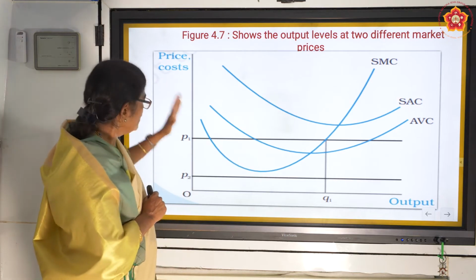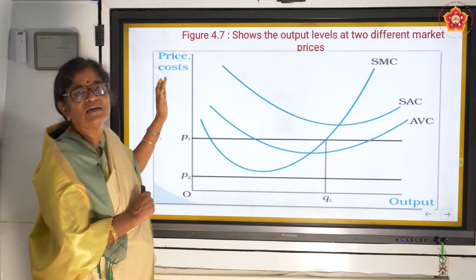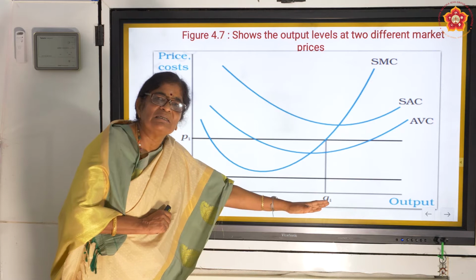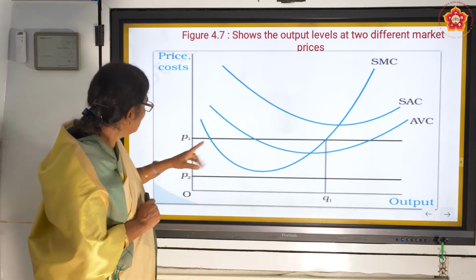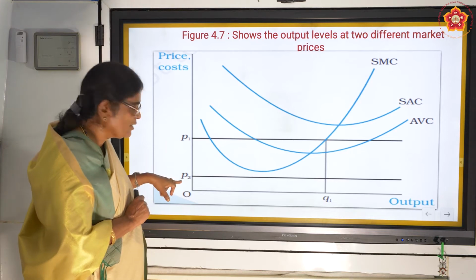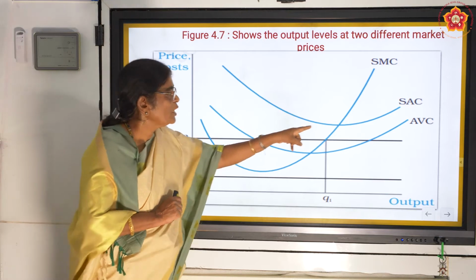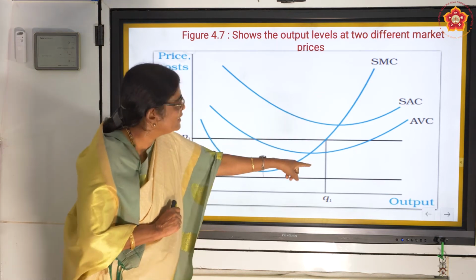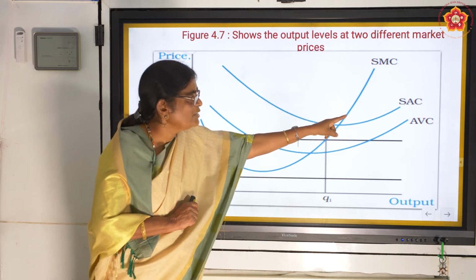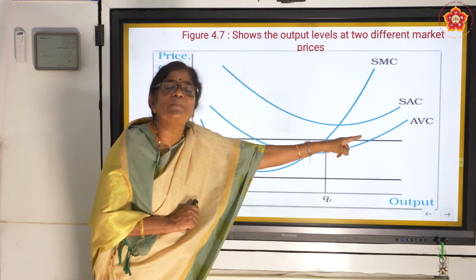On the x-axis, output is measured, and on the y-axis, price and cost are measured. You can observe two different levels of prices indicated: one is P1, the other is P2. These are market prices. And you can also notice three curves. SMC, you know what SMC is, the short run marginal cost curve. The other one is the short run average cost curve, SAC. The other one is the average variable cost, AVC.